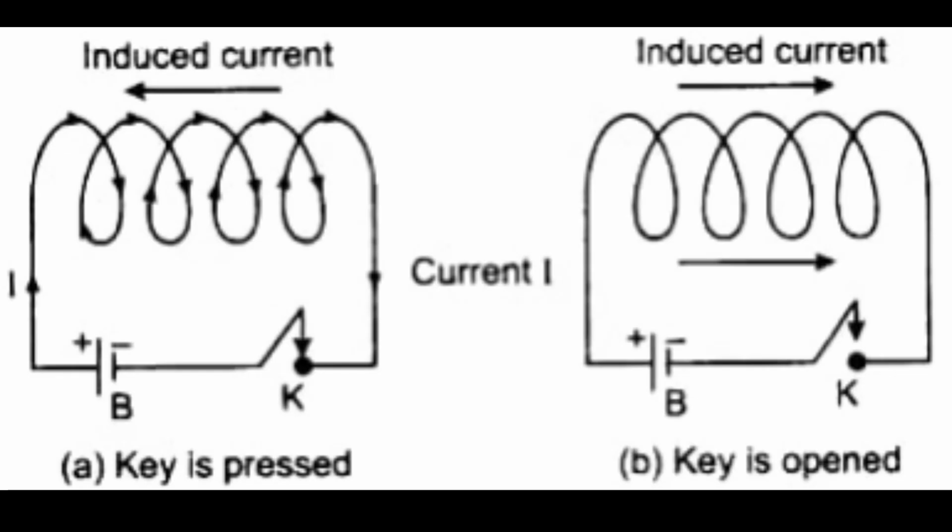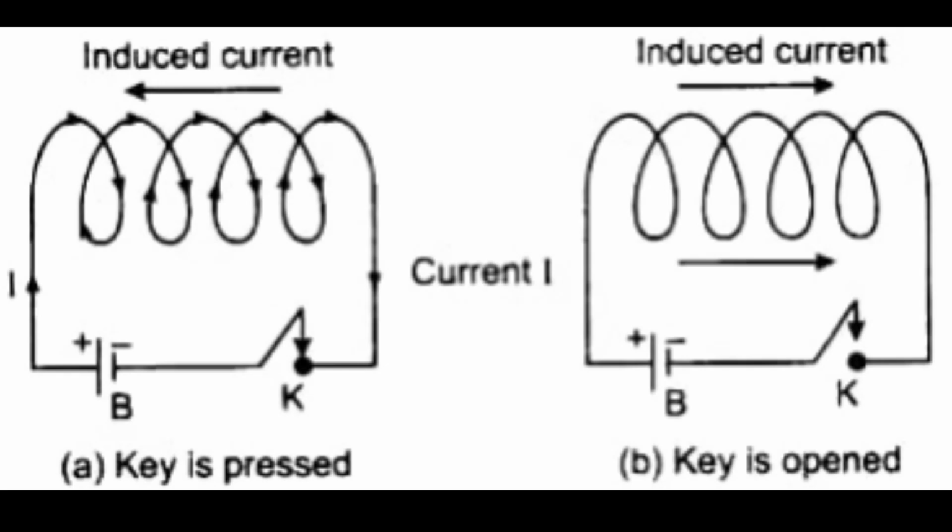Self-induction is a property of the coil that we are using in this given diagram. Due to this property, it opposes the growth or decay of the current flowing through this coil. You can see that in this figure we have a coil that is connected to a battery through a key. When the key is pressed, the current in the coil starts increasing. Due to the increasing current in the coil, the magnetic field and hence the magnetic flux linked with the coil also increases.